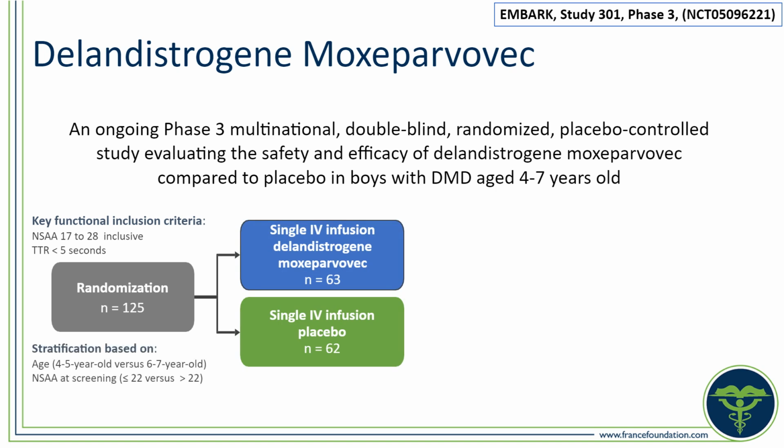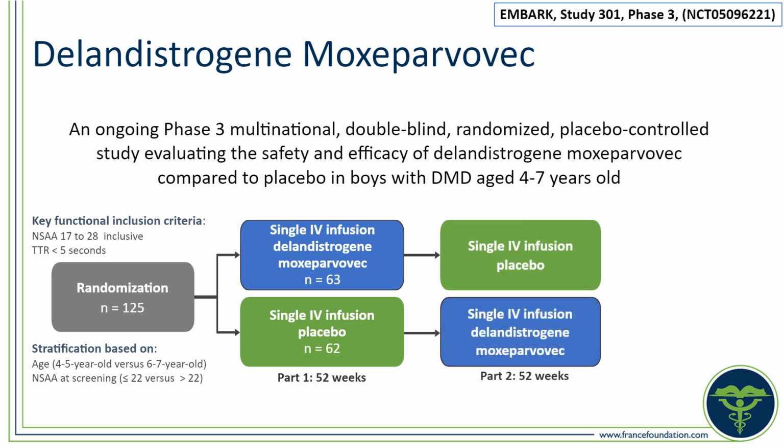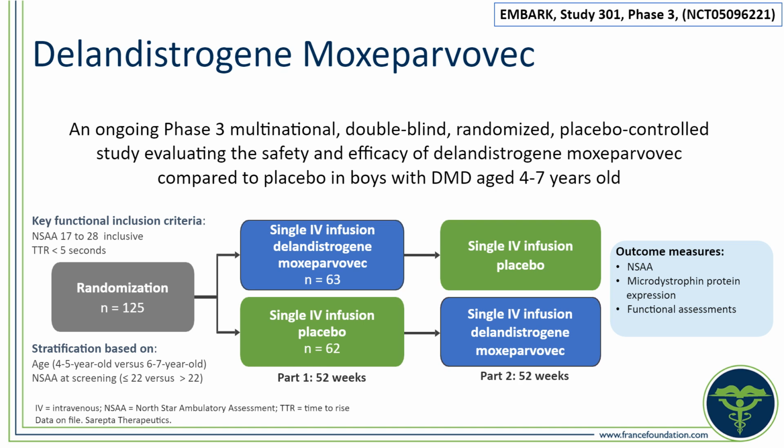They were then followed for 52 weeks and would receive the opposite. So if they had received active product, in the second part of the study, they will receive the placebo infusion. And if they received the placebo in part 1, then they will receive active drug in part 2. Outcome measures include items such as the North Star Ambulatory Assessment score, microdystrophin protein expression, as well as other functional assessments.